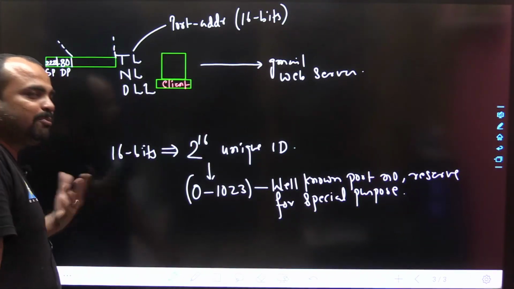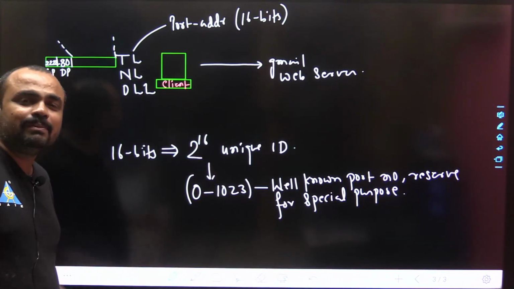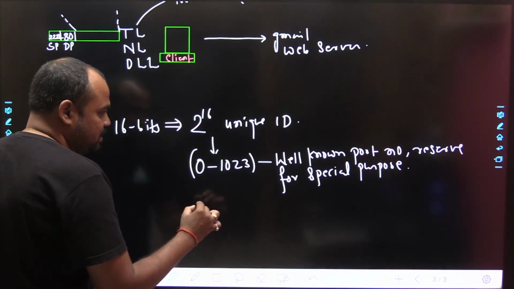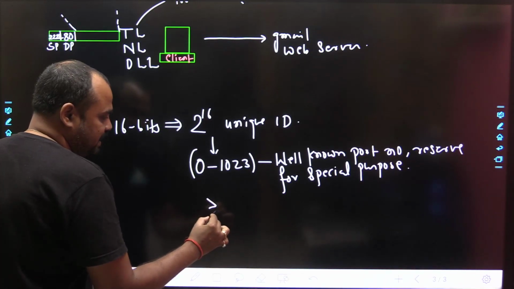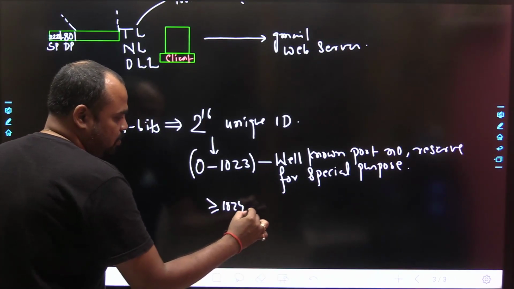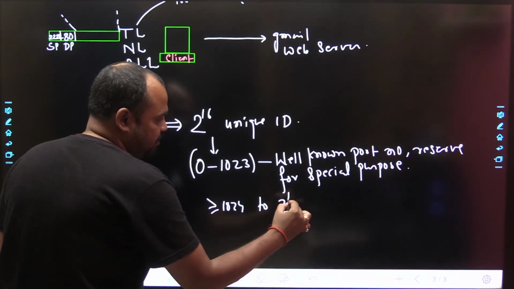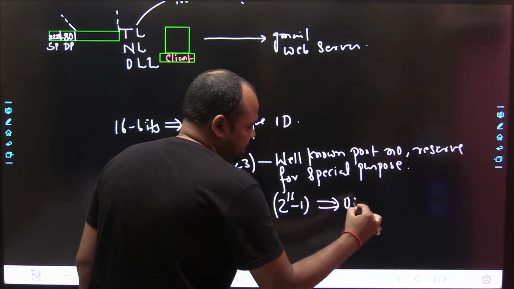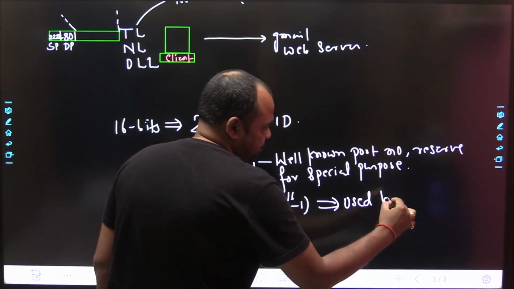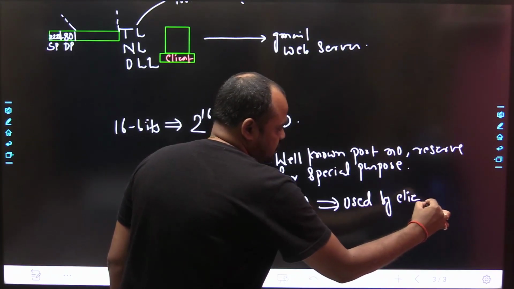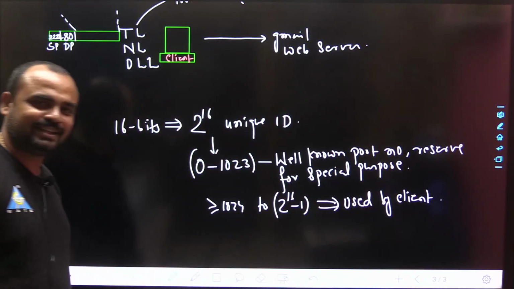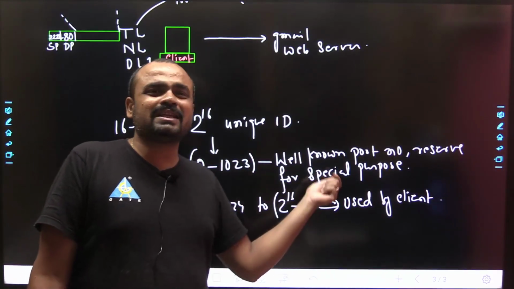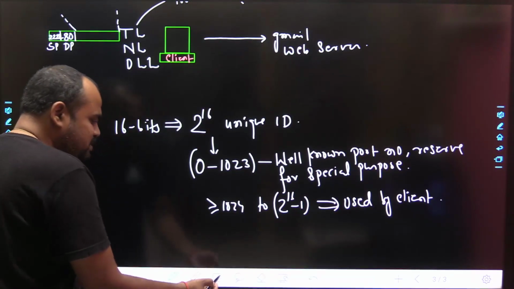So any port number apart from this will be usable by the client. Port numbers from 1024 onwards to 2 to the power 16 minus 1 are used by the client. Yes or no? So these are the well-known port numbers and these are reserved for special purpose. So what are those special purposes?